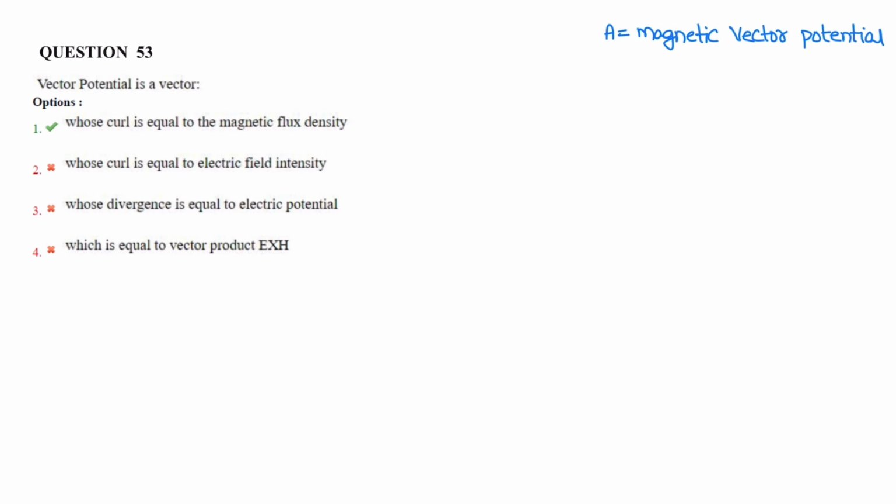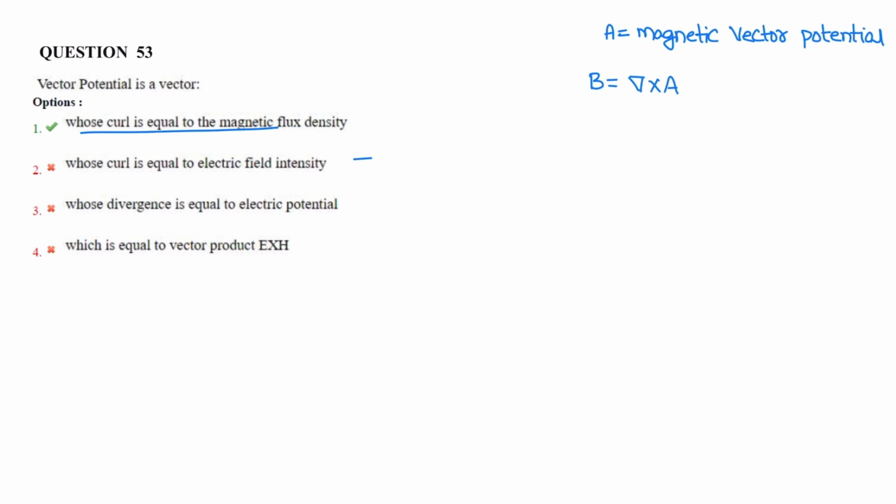Next question. Question number 53. Vector potential is a vector dash. So we know that A is the magnetic vector potential in electromagnetic fields. The relation between magnetic flux density and vector potential is B is equal to del cross A, that is the curl of the vector potential. The curl of the magnetic vector potential is called the magnetic flux density.